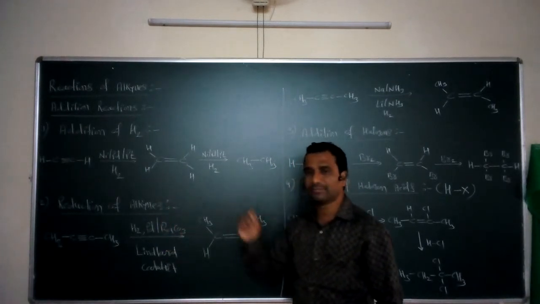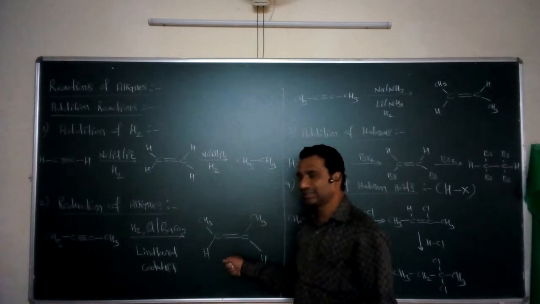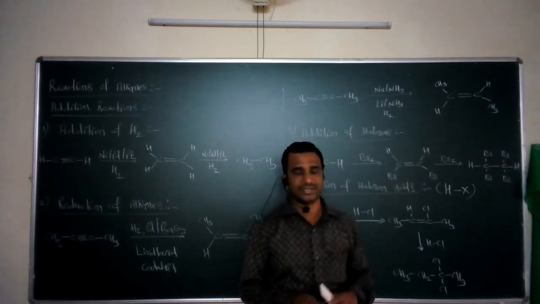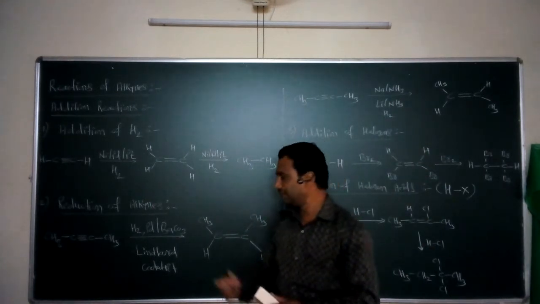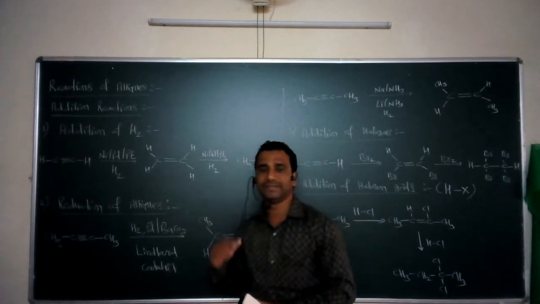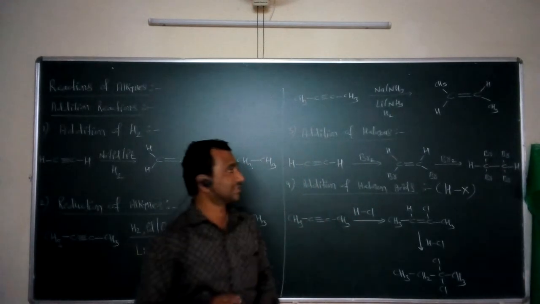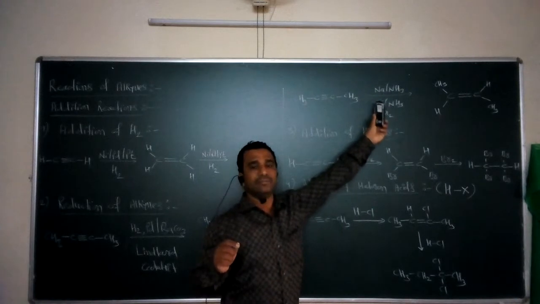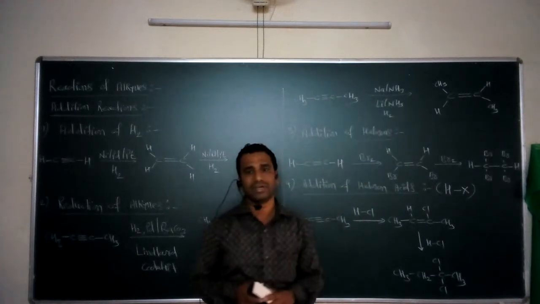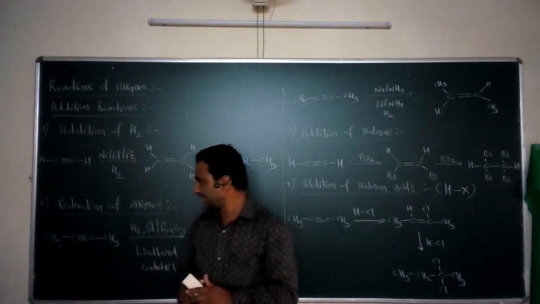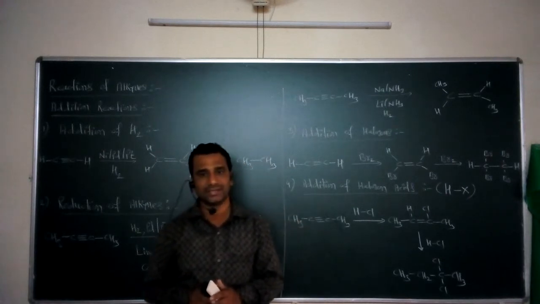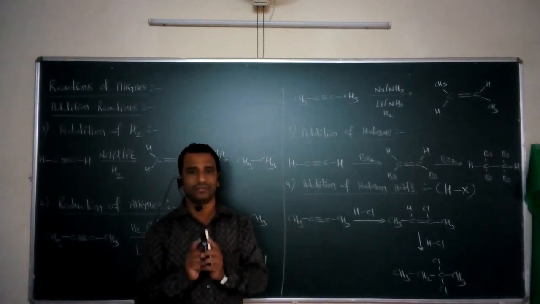This reaction is called the reduction of alkynes. Two types of reduction products can be obtained. One is the cis alkene, the second is the trans alkene. Cis alkene can be obtained with the help of the Lindlar catalyst, while the trans alkene formation takes place with the help of either sodium in liquid ammonia or lithium in liquid ammonia. So this is the second important type of reaction given by the alkynes, called the reduction of alkynes.